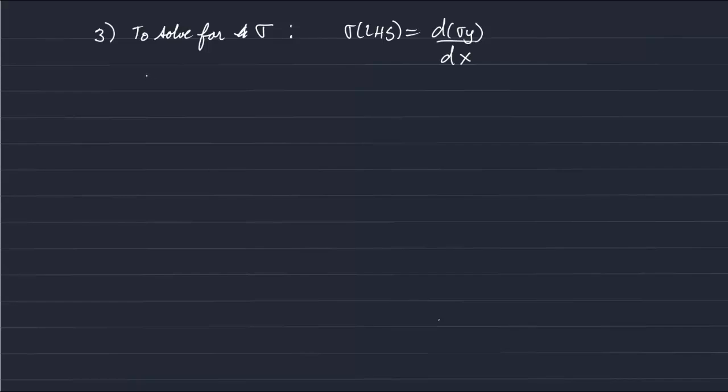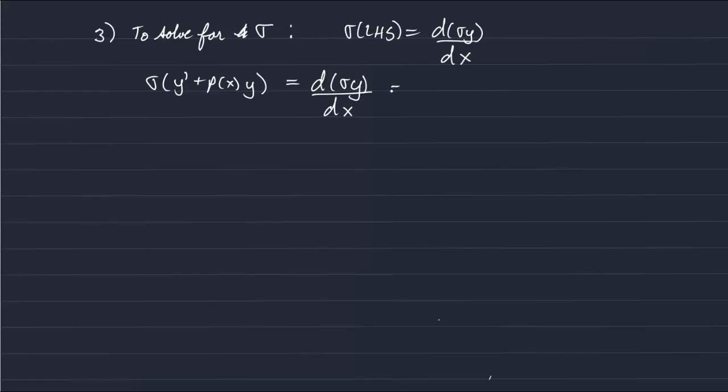So again, the left-hand side was sigma times y prime plus p of x times y. And we said that sigma is such that it is a perfect derivative of the product of sigma and y.